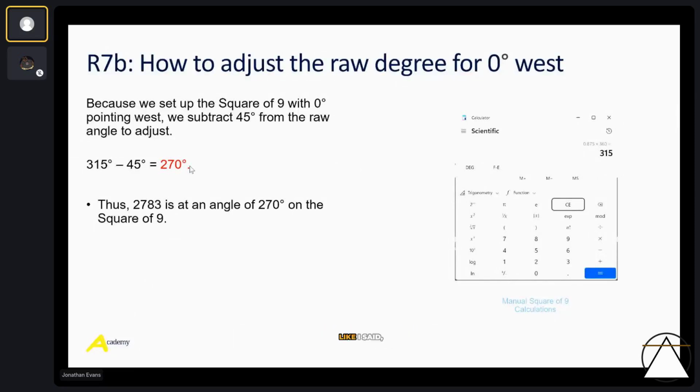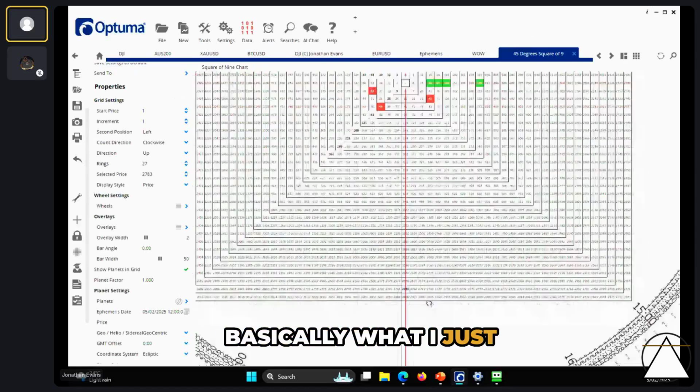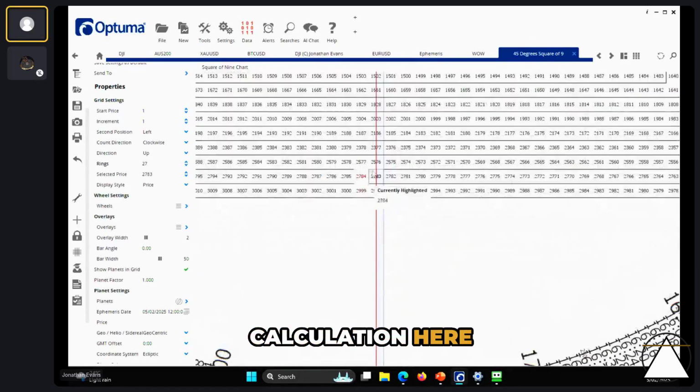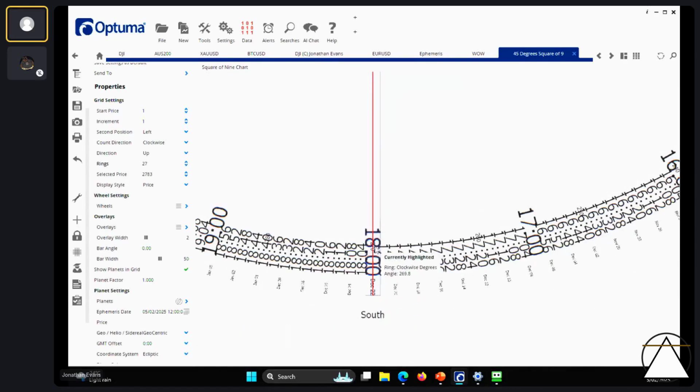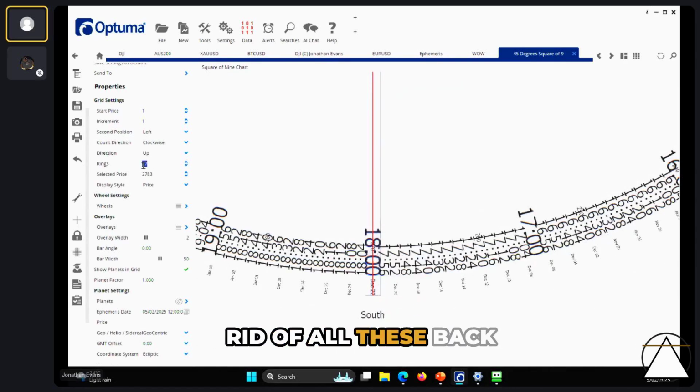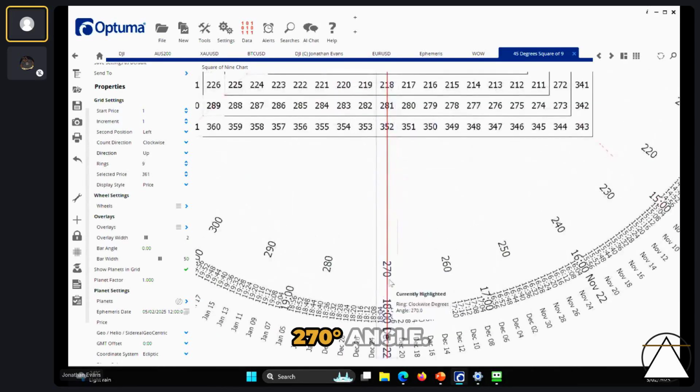Yes, that was a lot of maths. Like I said, I'm laughing at myself going through this because I'm just modeling off numbers and even I'm getting confused. Basically, what I just proved to you was the mathematical calculation here where 2783 is down on the 270-degree angle. I'm going to have to get rid of all these back to 9 so we can see it properly. So down here on that 270-degree angle.